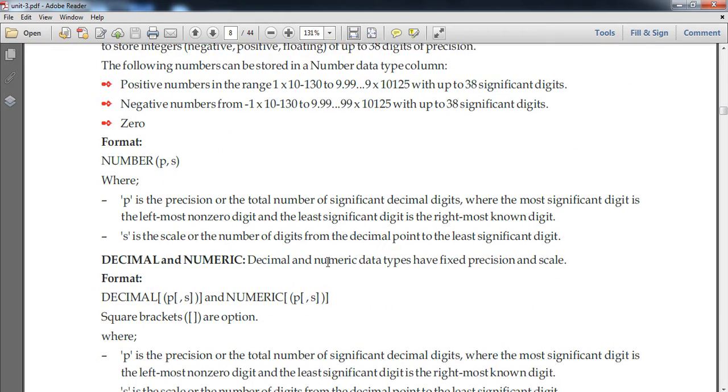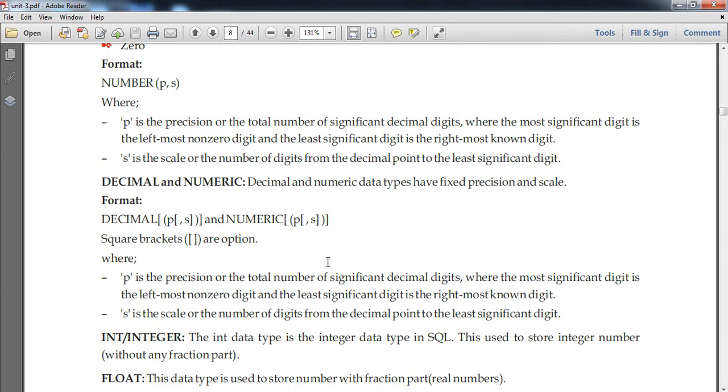Now we are going to understand decimal and numeric. Decimal and numeric are data types that have a fixed precision and scale format. You have to use decimal followed by round brackets with p, and then in square brackets s. Numeric works the same way: p within round brackets, and then s within square brackets. The square brackets are optional.